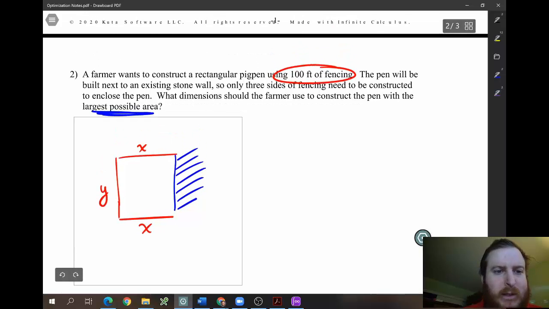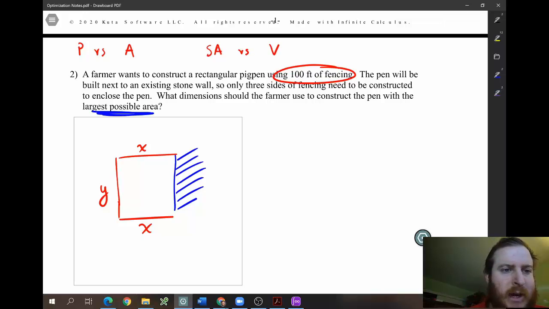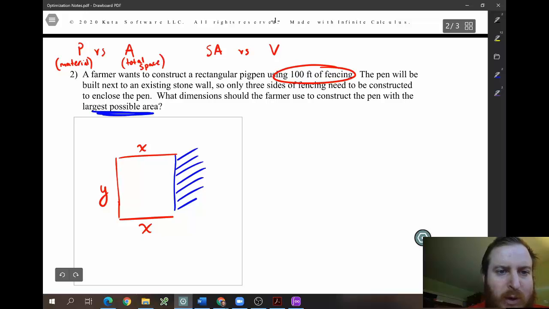And so what we want to talk about here is perimeter versus area, and then we can add on to that surface area versus volume. So in 2D, when we're talking about perimeter versus area, perimeter is going to be the material that we use, like the amount of fence. And area is going to be the total space. So material will always be perimeter.